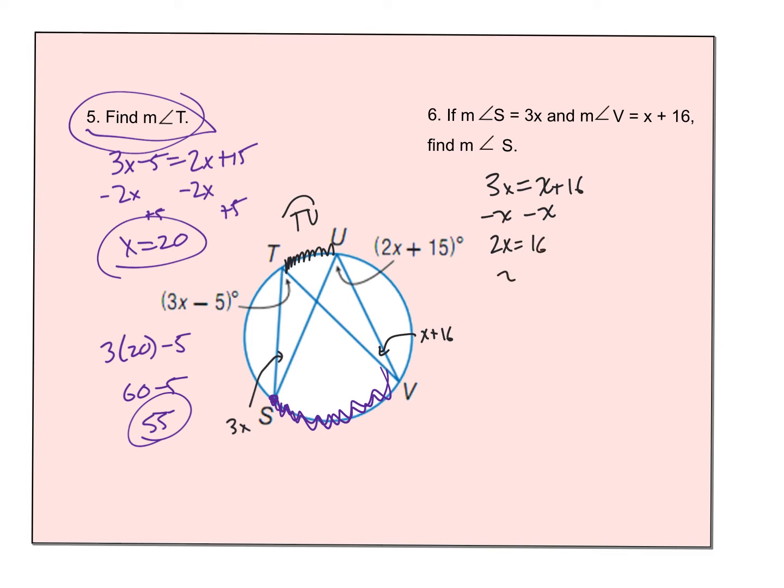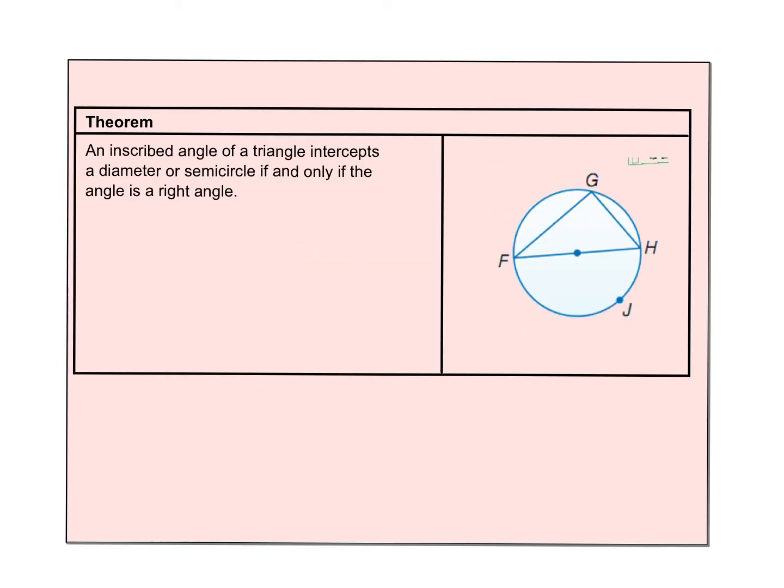2x equals 16. X will equal 8. So to figure out S, I merely want 3 times 8. And I'm going to get 24. There's my answer. Okay, so if they intercept the same arc, then they're going to be equal to each other.